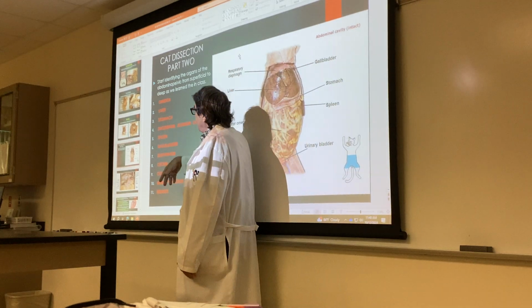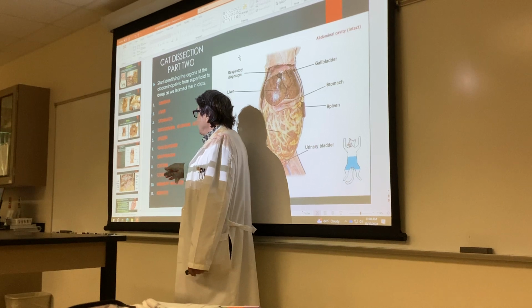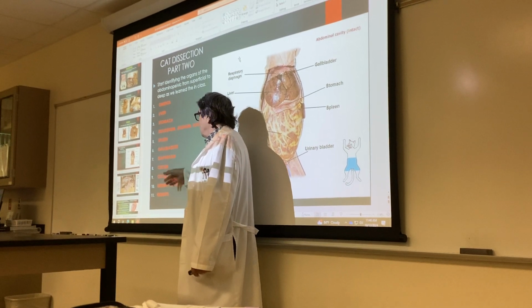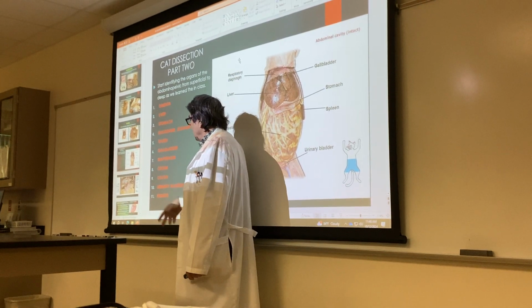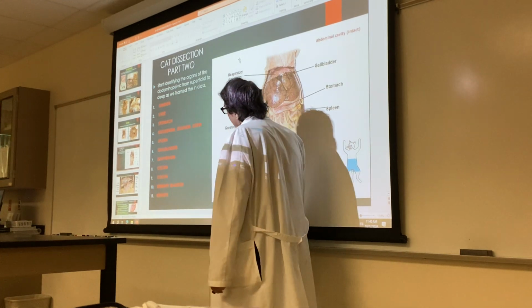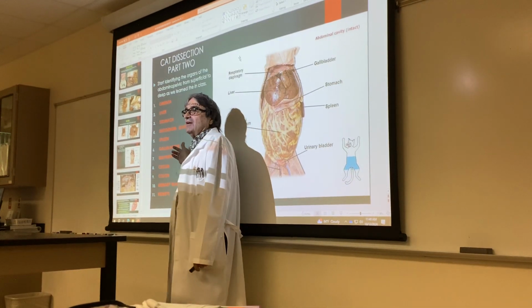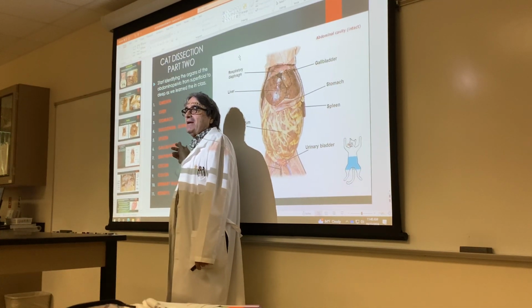Liver, stomach, duodenum, jejunum, ileum, spleen, gallbladder, diaphragm. These are all fair game. Cecum, colon, urinary bladder, kidney. Did I miss anything? Pancreas. Don't forget pancreas.